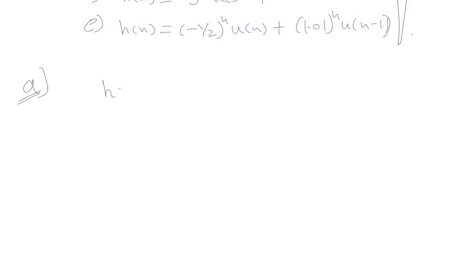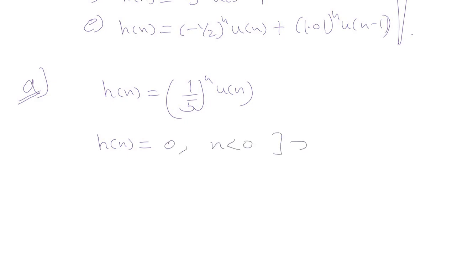For the first one, h(n) is given as 1 upon 5 raised to power n. Okay, we will first check the causality of the system. For a system to be causal, h(n) should be equal to 0 for n less than 0. This is the condition for causality, right? So we'll check whether this impulse response fulfills this condition or not.